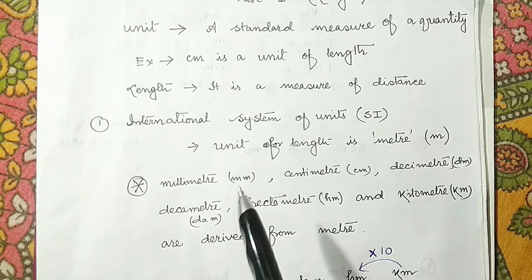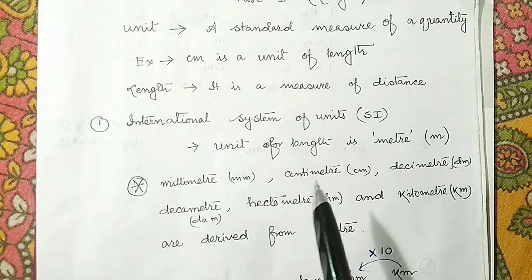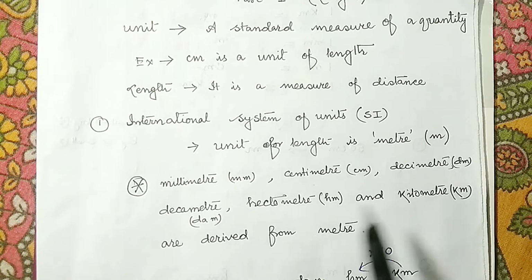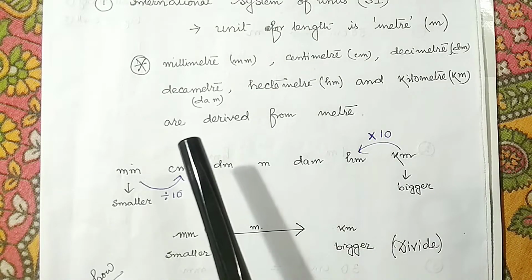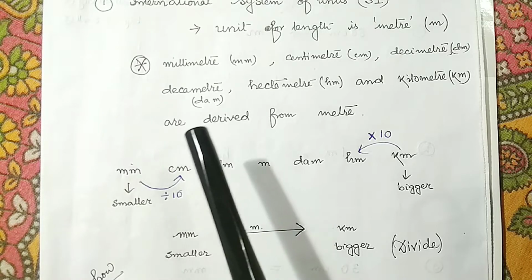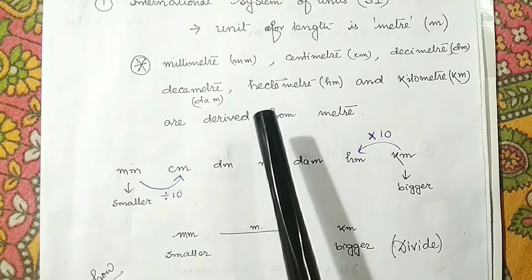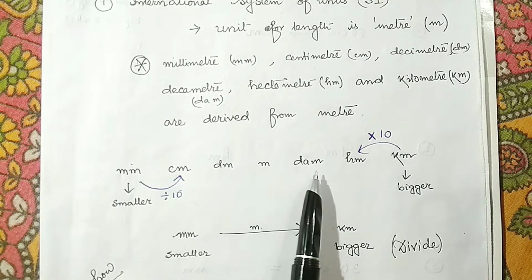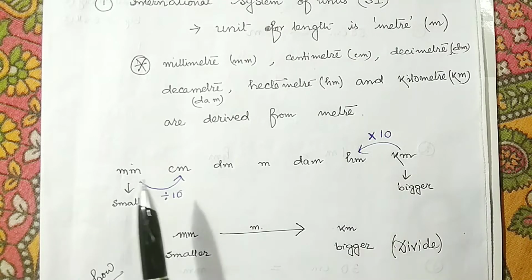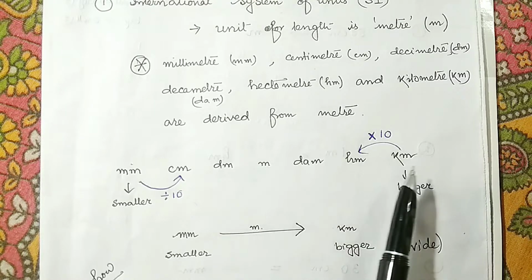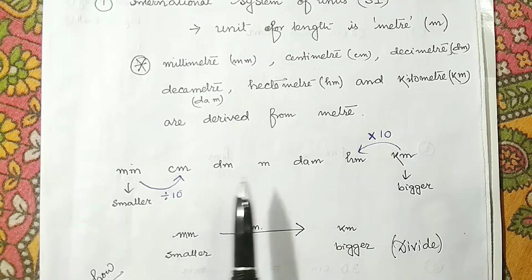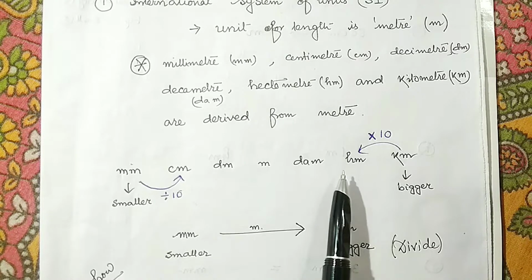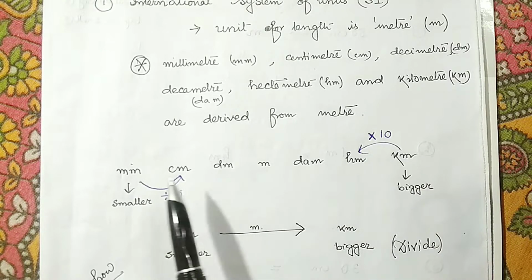Just see, I have written the symbols: mm, millimeter; cm, centimeter; dm, decimeter; dam, decameter; hm, hectometer; km, kilometer. Like this, there are many other units. Micrometer is there too, so it's not possible to discuss all. I am just talking about the basic ones. First of all, you have to remember this line: millimeter, centimeter, decimeter, meter, decameter, hectometer, kilometer. How to remember it? Milli, centi, deci, meter, deca, hecto, kilo. Let me repeat. Out of these, kilometer is the biggest and millimeter is the smallest.